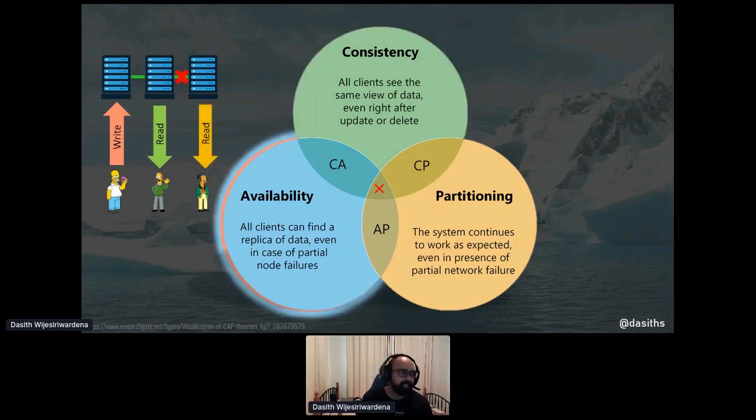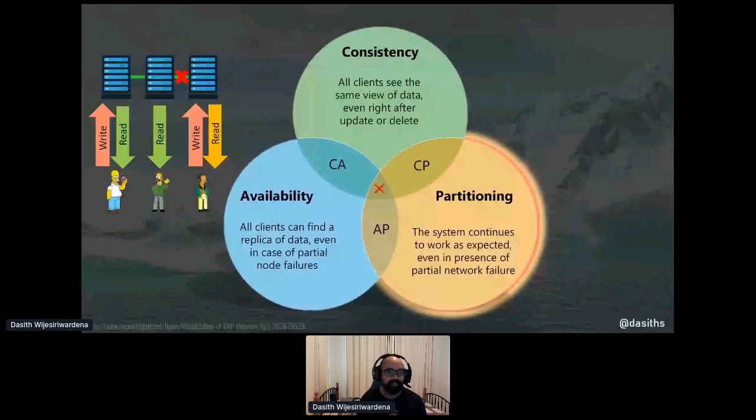Availability means that even if something's disconnected, a partition or a node is disconnected, you can still access the other disconnected partition, but get stale data. It doesn't mean the system goes down. Partitioning means that even in a disconnected state, the partitions function as expected, and when the connectivity comes back up, they'll work as one system again.